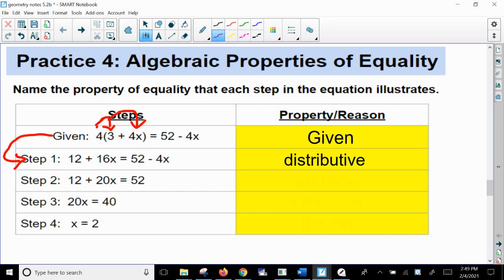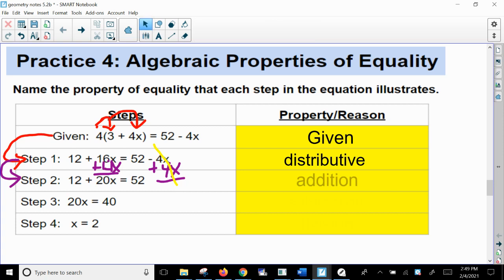Next step, step 2. Look at step 1 and determine what happened to get to step 2. 12 plus 16x equals 52 minus 4x. If you add 4x on each side, those disappear. 16x plus 4x is 20x. So I add it. That's addition property.